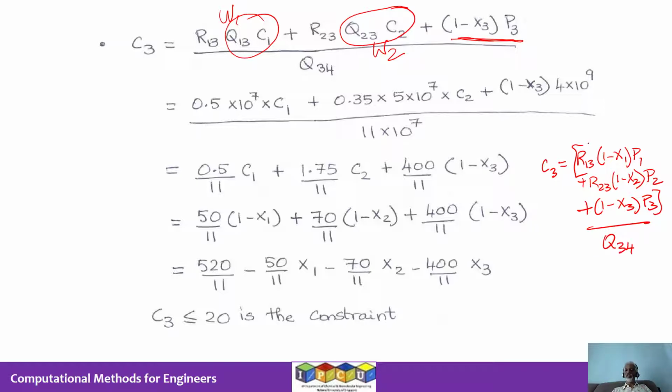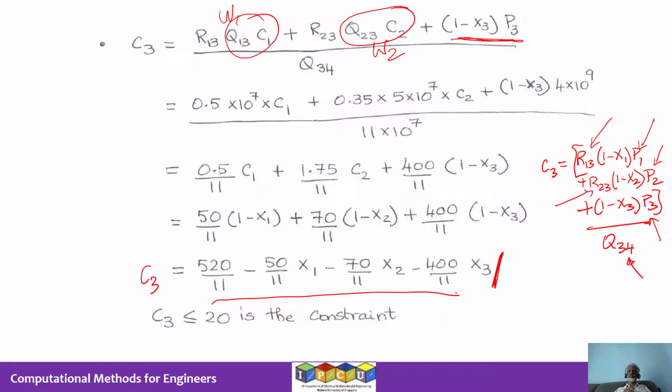Therefore, if you substitute the values for R13, P1, R23, P2, P3 and Q34, you should get this to be C3. So C3 will be equal to this. I did it in a different way here. But if you do it like what I've just outlined here, you can get an expression for C3 in terms of the x variables and constants. So C3 will be equal to this.